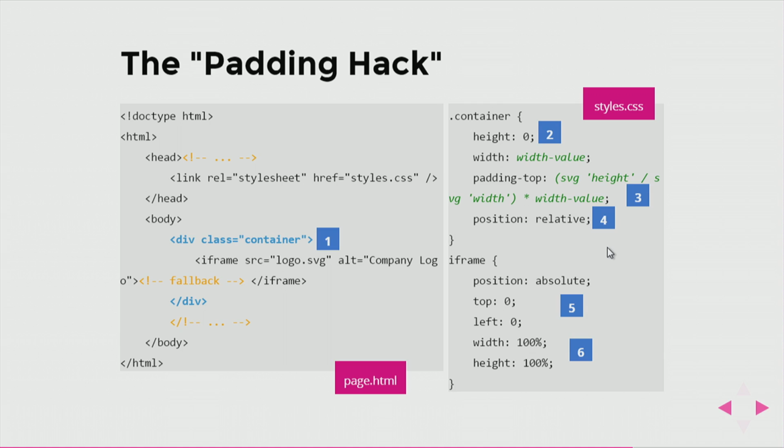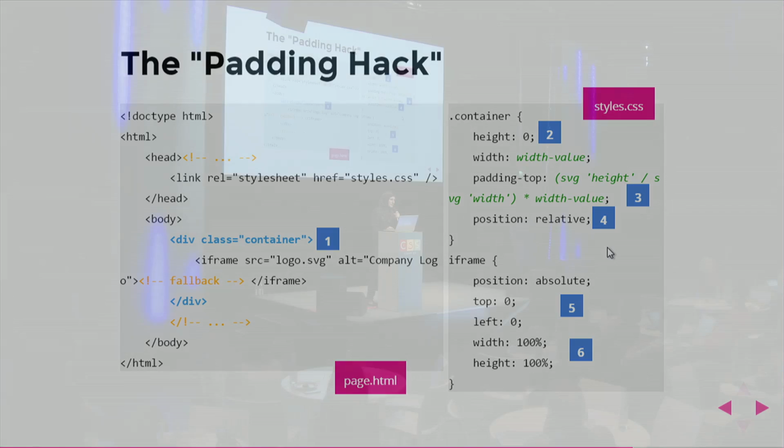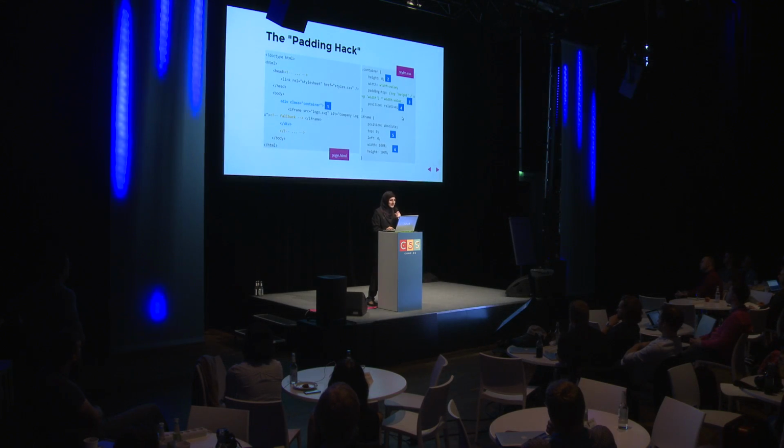Well, because the SVG, the container, has a height of 0, and then you've applied a padding to it, so the content of the container, which is the SVG in this case, has been pushed down by the padding. So in order to pull it back up and position it inside the container, you position it absolutely using position absolute. Okay, and then you set the width and the height to 100% to make sure that the iframe takes the entire width and height of the container. I hope that was clear.